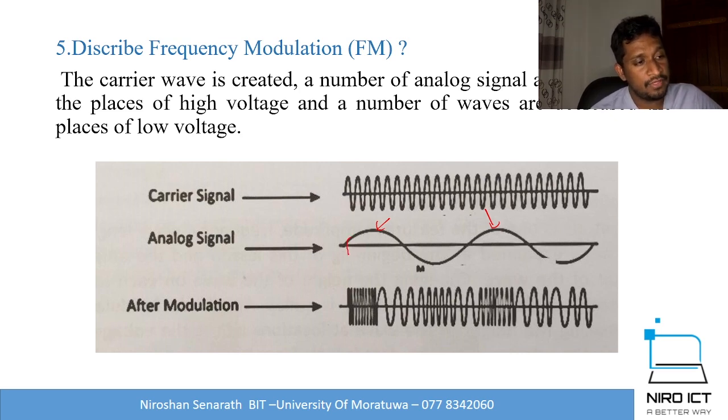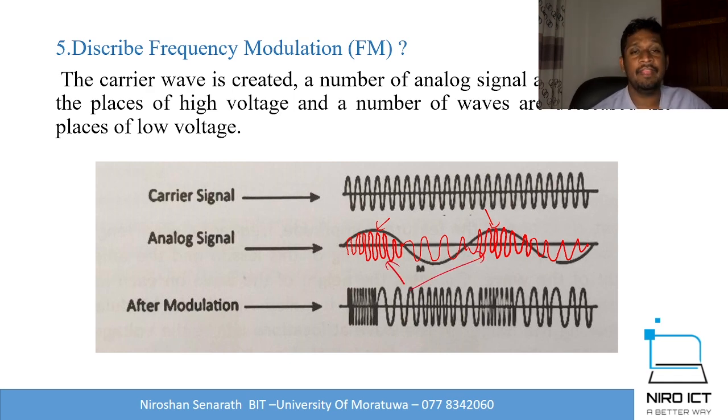There you have to increase the number of circles. If you have a low voltage place, you have to decrease the number of circles. And if you have high voltage, then you have to increase the number of circles here. Right? So this is called FM, or frequency modulation. After modulating the signal, you can see these are the places of high voltage, which are equal to the analog signal, and these are the places of low voltage. These types of modulated signals we call FM.